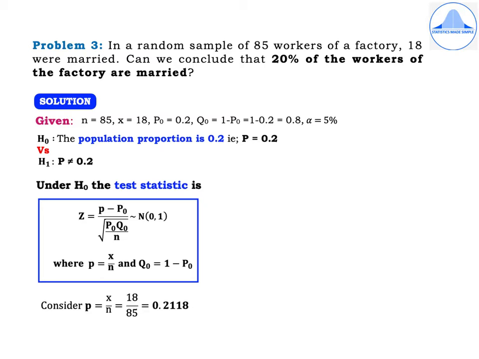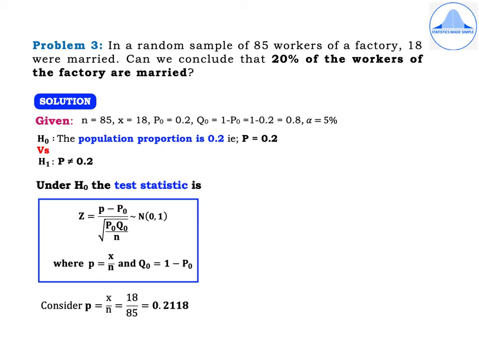So learn the general format for test for single proportion to write H naught. H naught in general is the population proportion is P naught. That is, P is equal to P naught. Now in this problem, P naught is nothing but 0.2. So your H naught will be the population proportion is 0.2. That is, capital P is equal to 0.2. Now because no words like increase, decrease, below, above are used, the alternative will be two-tailed. So versus H1, P is not equal to 0.2.